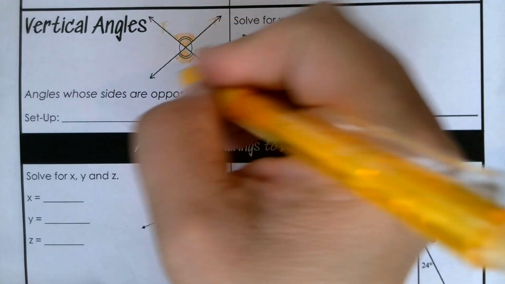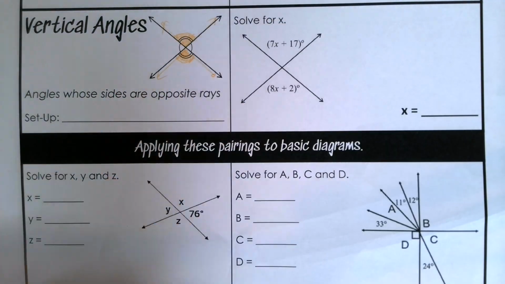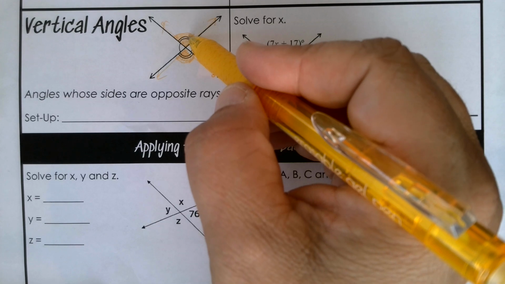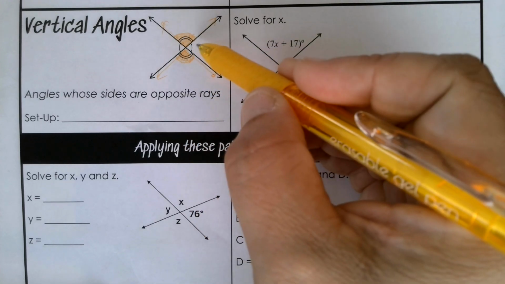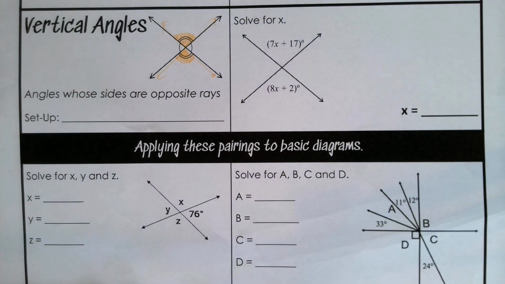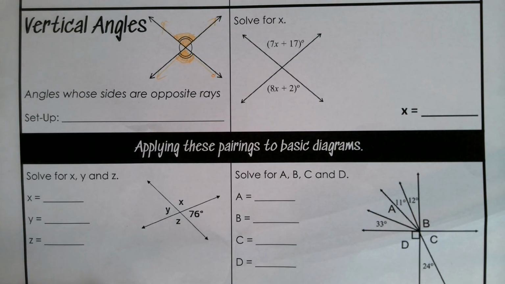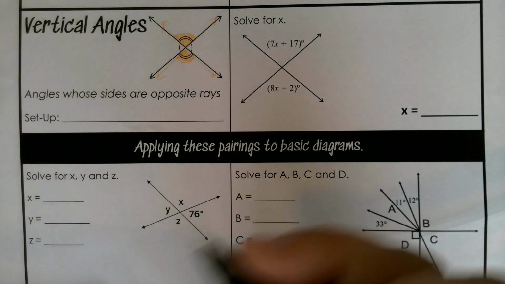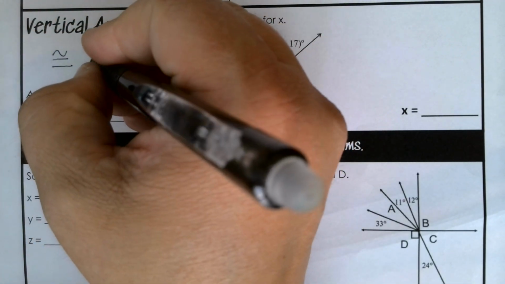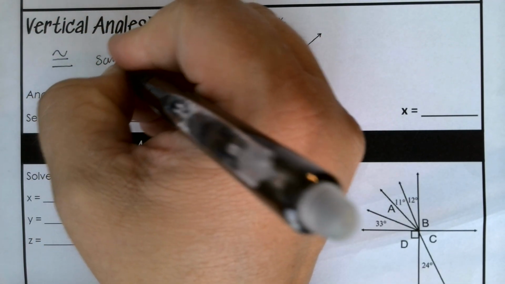It has no shared sides, 4 arms. Okay? To get from this piece of the pie to the other piece of the pie, I'd have to travel through one that was not part of the pair we're looking at. Okay? Vertical. The thing about vertical angles is they are congruent. They are equal. They are the same.